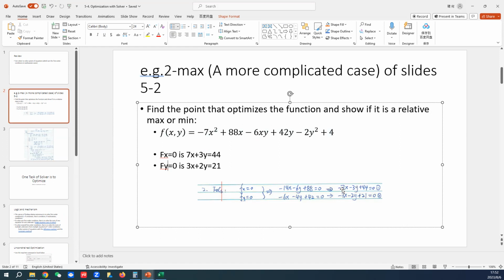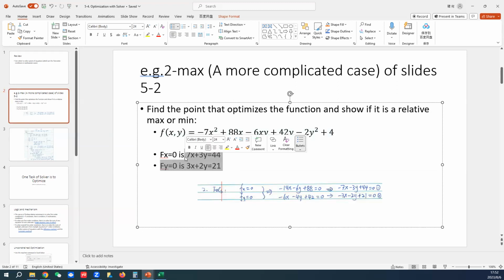And when we move the variable terms to the other side, we have 7x plus 3y equals 44. And for the second one, which is minus 3x minus 2y plus 21 equals 0, when we move the variable terms to the other side, we have 3x plus 2y equals 21.